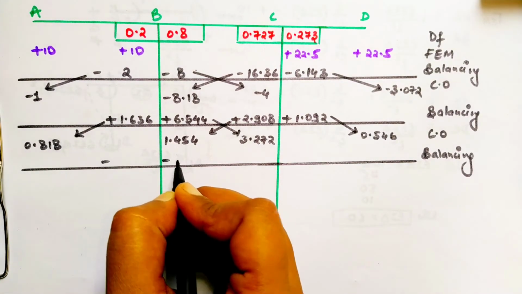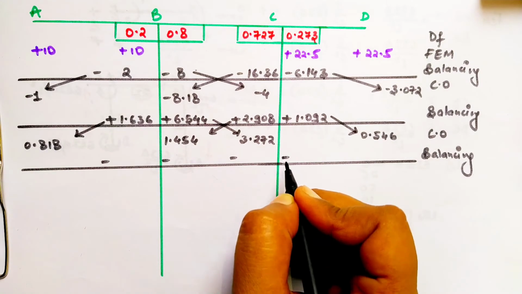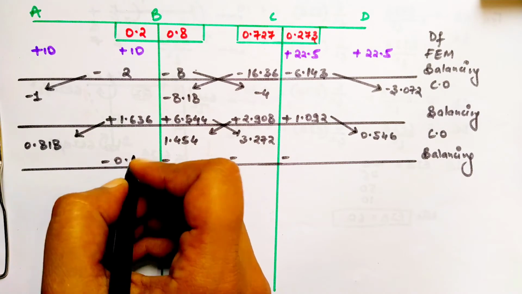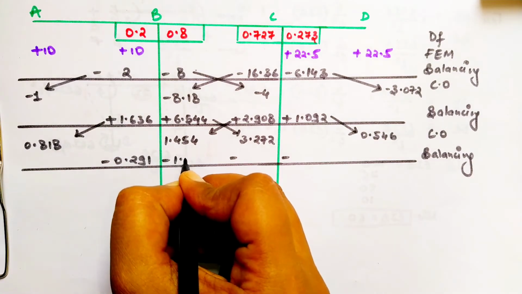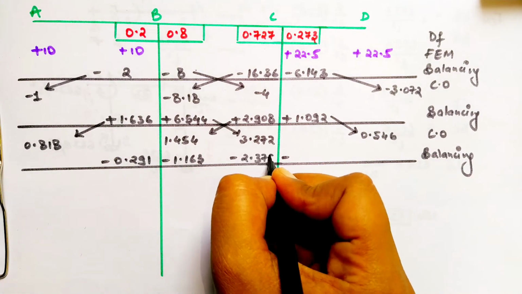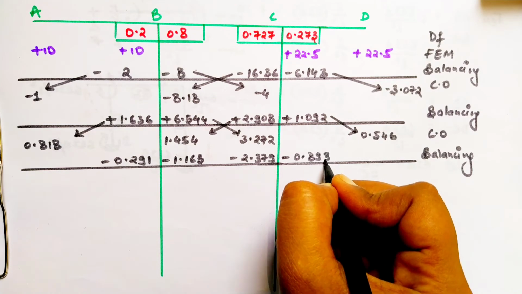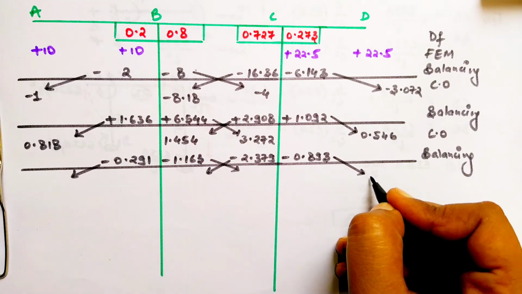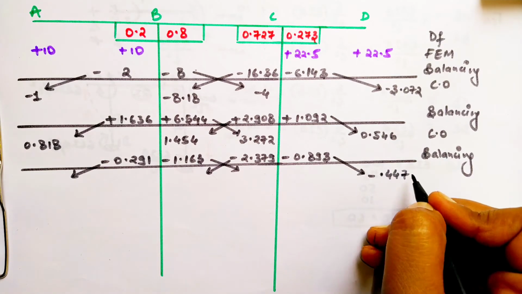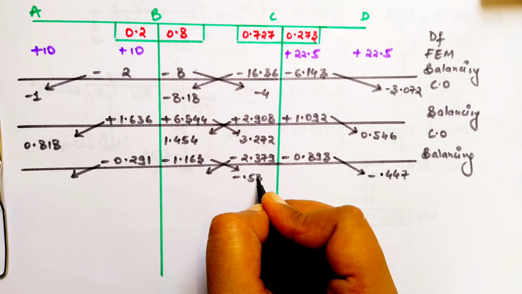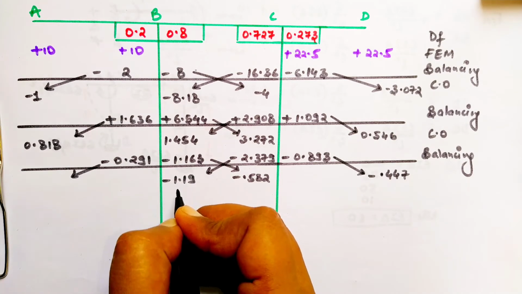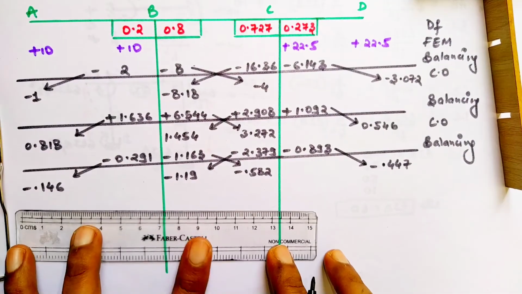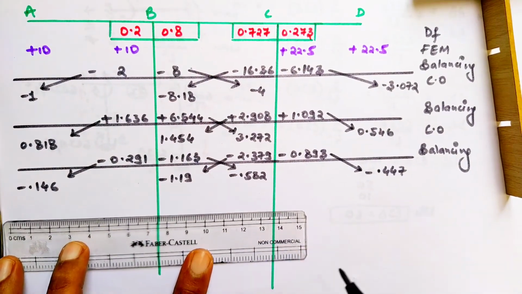So opposite sign multiplied by the DF, and we have to write it down. Here I am just multiplying it and writing it down. Shift it to the nearby support, half of it with the same sign we have to write, and this is all carryover. We are distributing it onto the other joint.